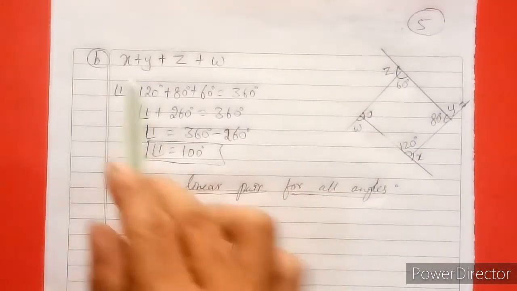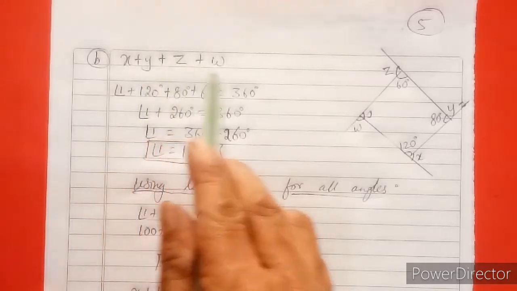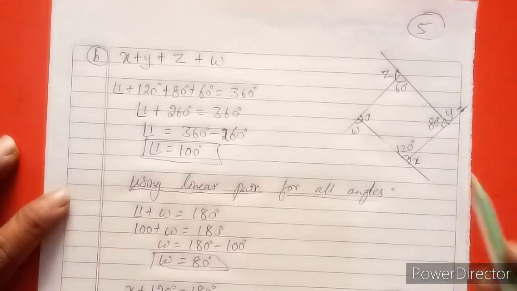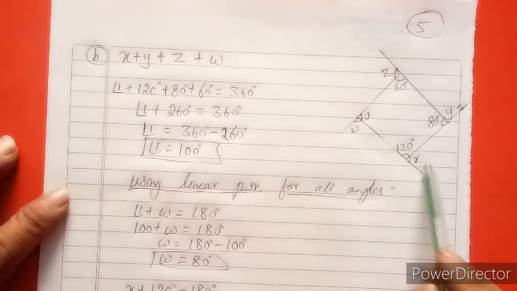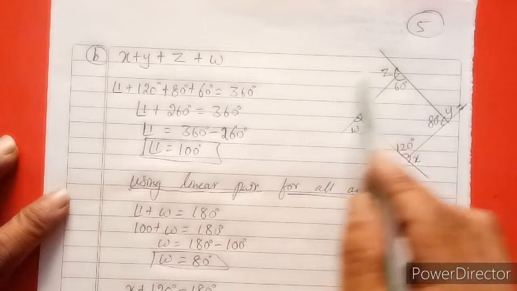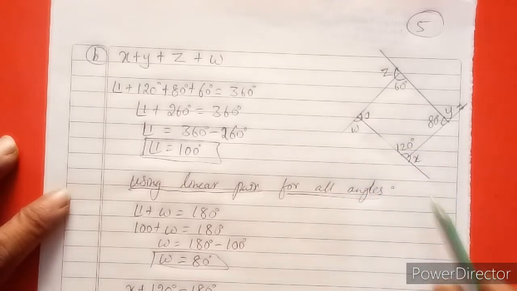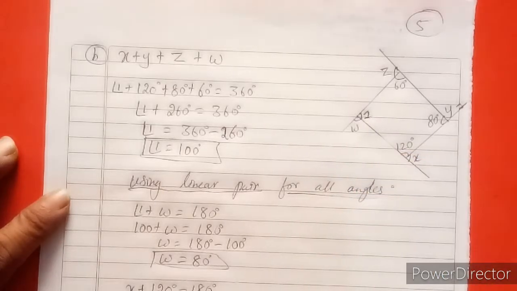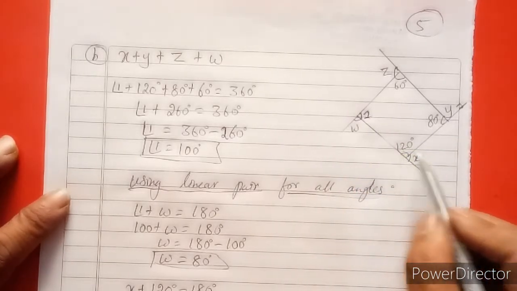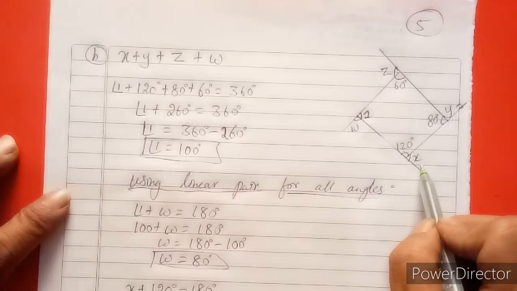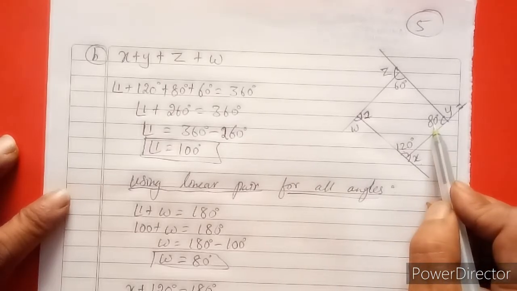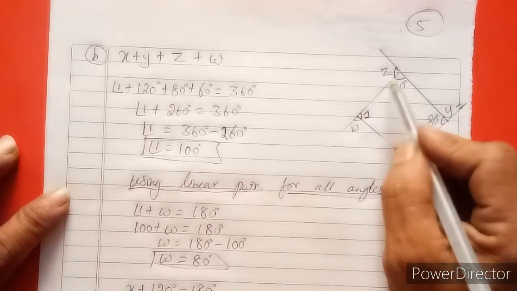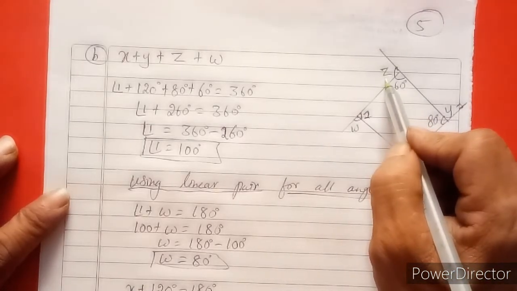Now I am going to explain part B, x plus y plus z plus w, that is given in the question. We have to find the sum. The figure is a four-sided figure with w, x, y, z, which should also be given in the textbook. We don't know one angle, which I have taken as angle 1. The interior angles are 120 degrees, with exterior angle x, then 80 degrees with exterior angle y, and 60 degrees with exterior angle z.